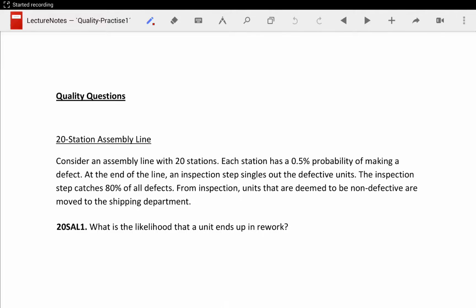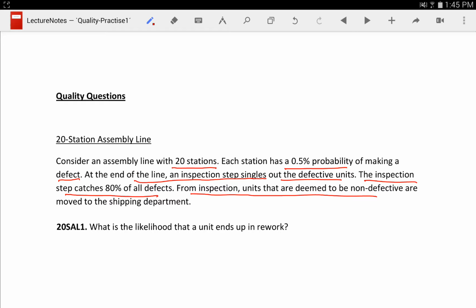Alright, let's get started on the practice problem on Canvas. The first question is, consider an assembly line that has 20 stations. Each station has a 0.5% probability of making a defect at the end of the line. An inspection step singles out the defective unit. The inspection step catches 80% of all defects.